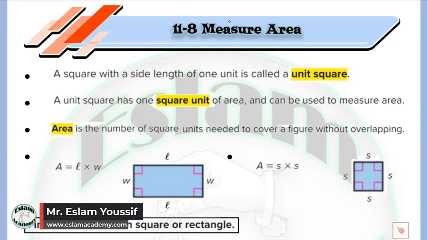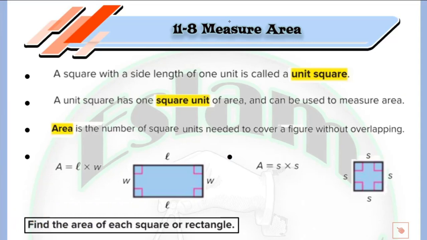But at first, what is the meaning of the area? Area is the number of square units that need to cover the shape. We need to cover the shape without overlap. That's the meaning of the area.